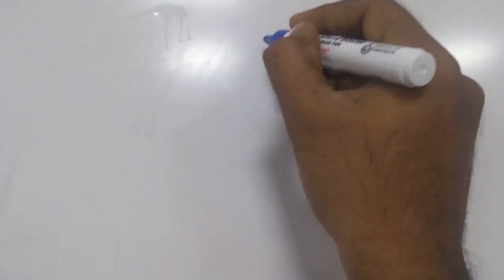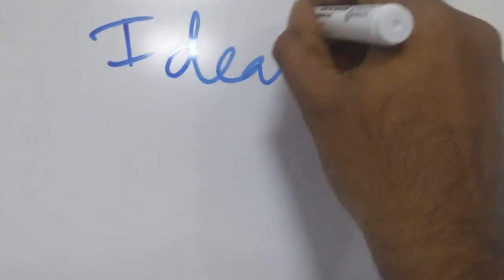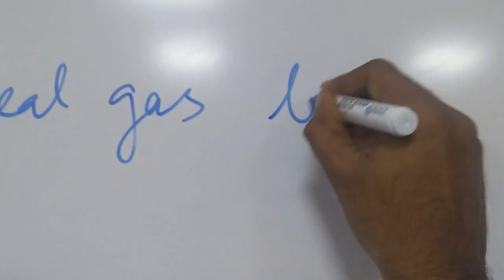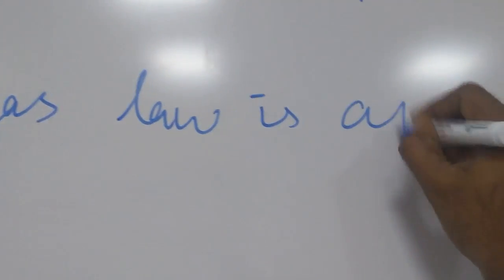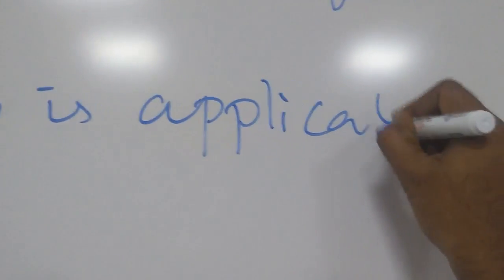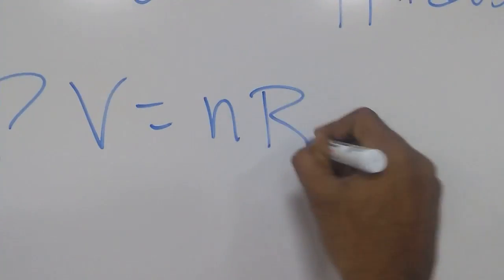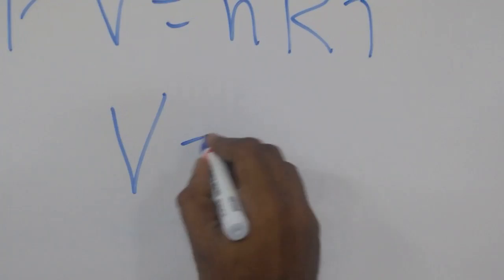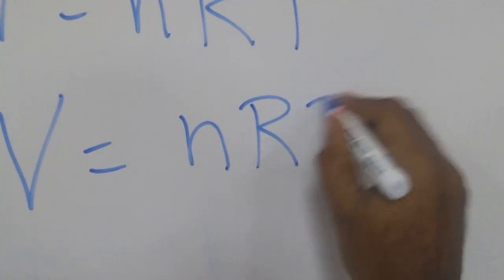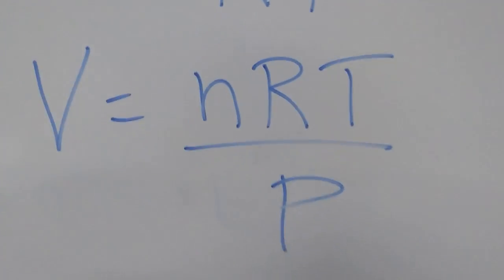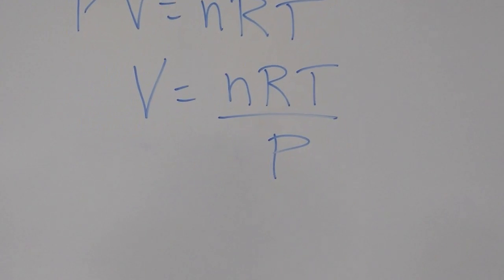Say, let us assume the ideal gas law is applicable. So what does it mean? PV equals nRT. So V equals nRT by P. Okay, so you can determine this also.